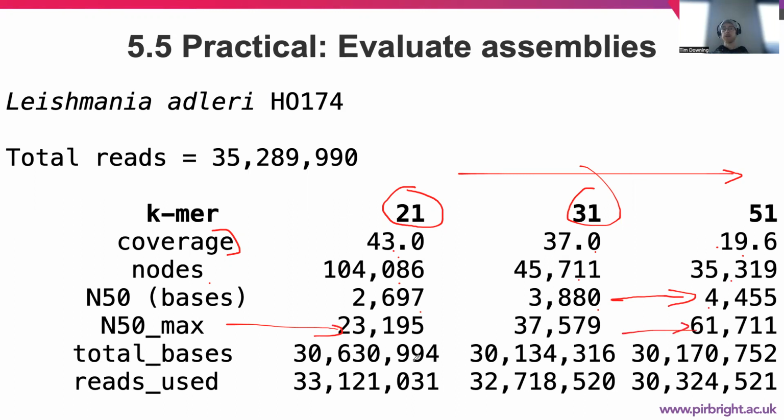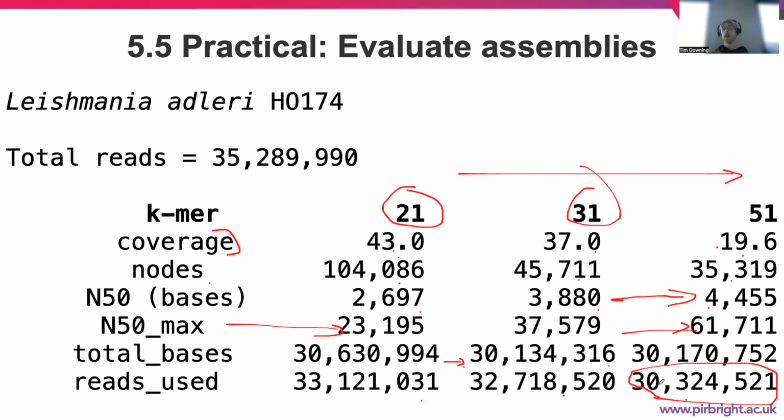On the total number of bases, well, it falls a bit, which again you would expect because erroneous reads are being removed. And you see there as well that the reads used also decreases. So the better assembly is actually using less reads overall.